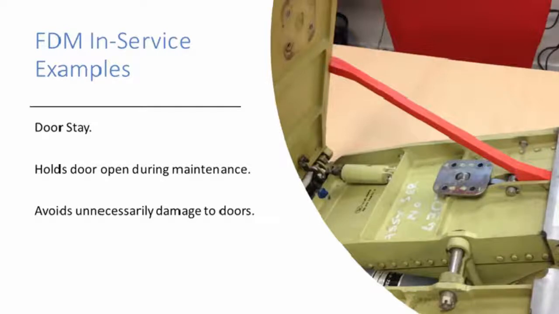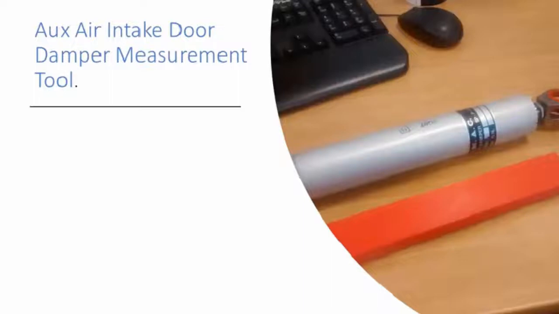In the next few slides, we're going to look at some examples of FDM in the aerospace industry. These examples have been provided to us by BAE Systems. In this slide, you can see the air intake auxiliary door stay has been designed to hold the door open during maintenance and avoid the use of metallic tools which have a history of causing damage to the door.